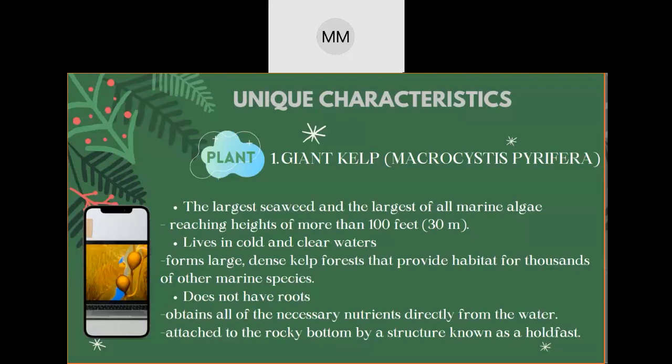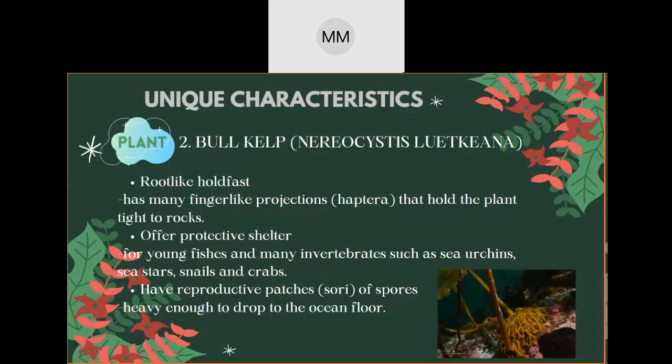The unique characteristic of the giant kelp is that it is the largest seaweed and the largest of all marine algae. It can reach a height of more than 100 feet, which is 30 meters. Giant kelp also lives in cold and clear water. It can form large, dense kelp forests that provide habitat for thousands of other marine species, such as sea urchins. Lastly, the giant kelp does not have roots, but it can obtain all of the necessary nutrients directly from the water. It can also attach to the rocky bottom by a structure known as a holdfast. A holdfast is a root-like structure.